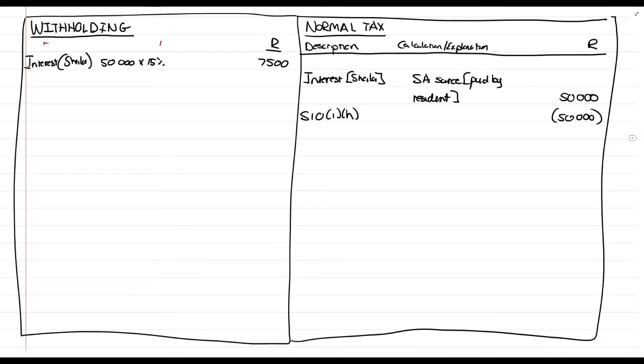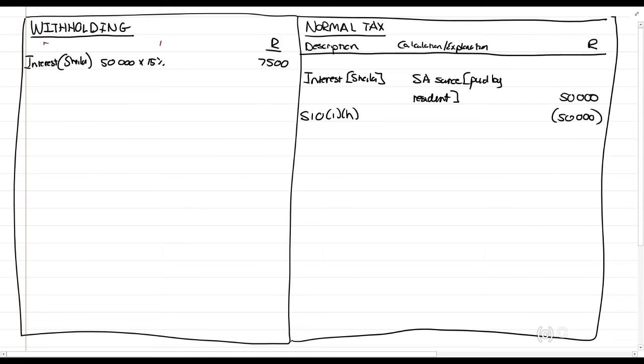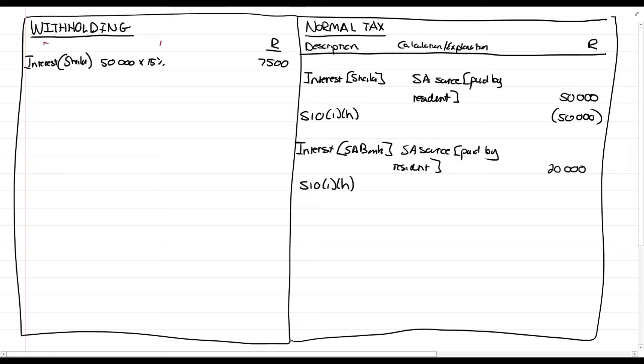Alright, so that's the first one. Let's look at our next one. He then earned 20,000 rands from a South African bank. So, what will we do with that? Step 1, is it from a South African source? Yes. Why? Because again, it is paid by a resident of South Africa. Is it exempt in terms of section 10(1)(h)? Was this person in South Africa more than 183 days? Is there a permanent establishment? No, none of those are applicable, so it's 100% exempt.